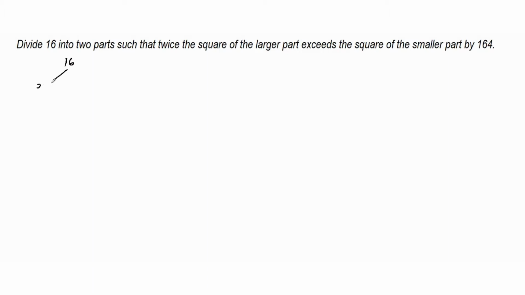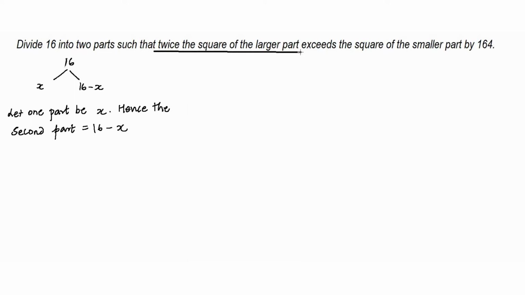So let one part be x, and therefore the other part is going to be 16 minus x. So I'll say that let one part be x, and hence the second part is going to be 16 minus x, such that twice the square of the larger part. So we have to now decide which one of these is larger. We can assume either of them to be the larger part. So let's assume that x is larger.